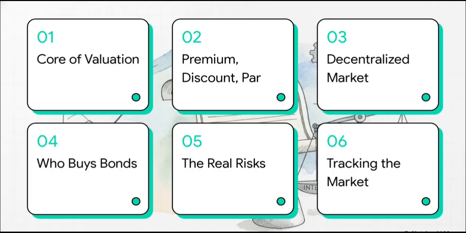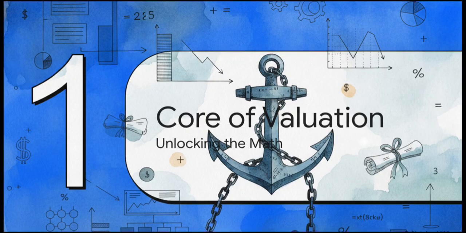Okay, let's dive into this. Here's our roadmap. We're going to look at the core of valuation, decode premium and discount jargon, peek inside the decentralized market, figure out exactly who buys these things, uncover the real risks, and finally, look at how we track the market. Part 1. The core of bond valuation.